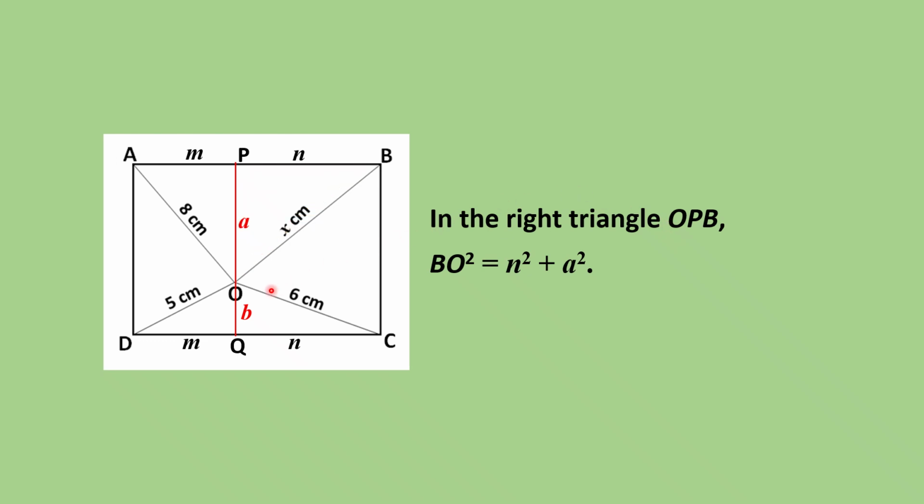OPB again, BO is the hypotenuse. So BO square equal to n square plus a square. This base is n and the altitude is a. So hypotenuse BO, BO square equal to n square plus a square. That is from right angle triangle OPB, which is blinking. So that is the second relation we are getting: BO square equal to n square plus a square.